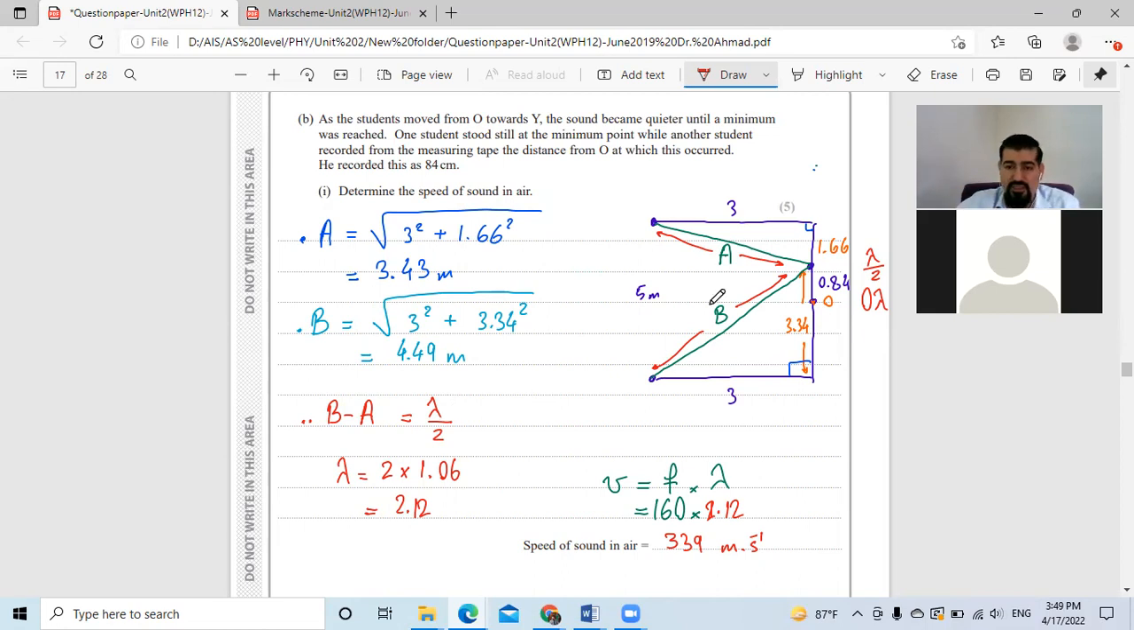So the wave that comes from A and the wave that comes from B meet at this point, causing destructive interference. It's quiet. They said quiet, not loud. Did I answer your question? Is it clear? I know it's tricky.